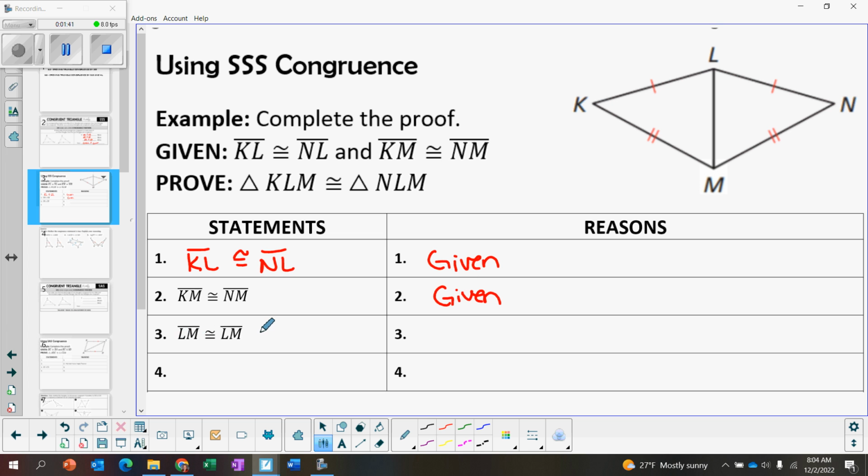So what I see in my next step is that segment LM is congruent to segment LM. And that's the same segment. So what I would call this is my reflexive or shared side. If both triangles have a side in common, I could say that side is congruent to itself by the reflexive property. And now that is my third side that I said is congruent. So I have enough information to say that triangle KLM is congruent to triangle NLM, and that's by SSS, for side, side, side.